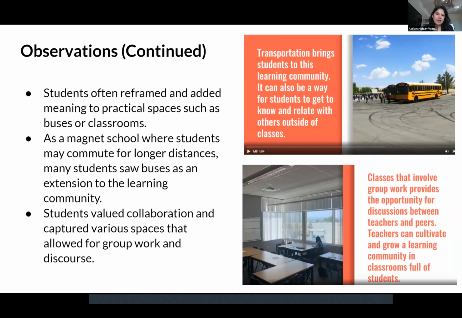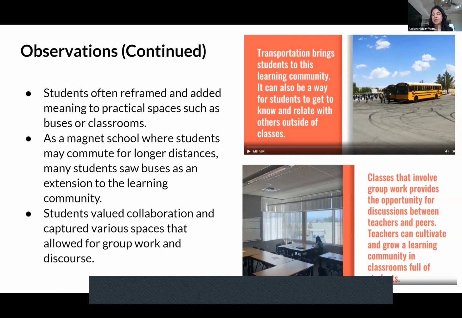In this student project, students were also noticing things like the fact that their learning environment extends into their buses and the way that for our school being a magnet school where the commute is a bit longer, students often saw those buses as also being a space in which they can socialize and build community. They also showed that they valued collaboration, and so they often photographed classrooms where that happened, and they captured that as part of what made their learning meaningful.